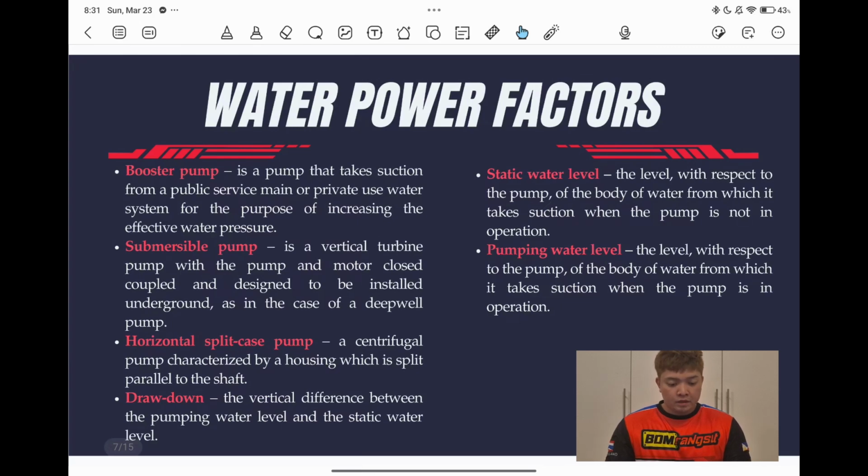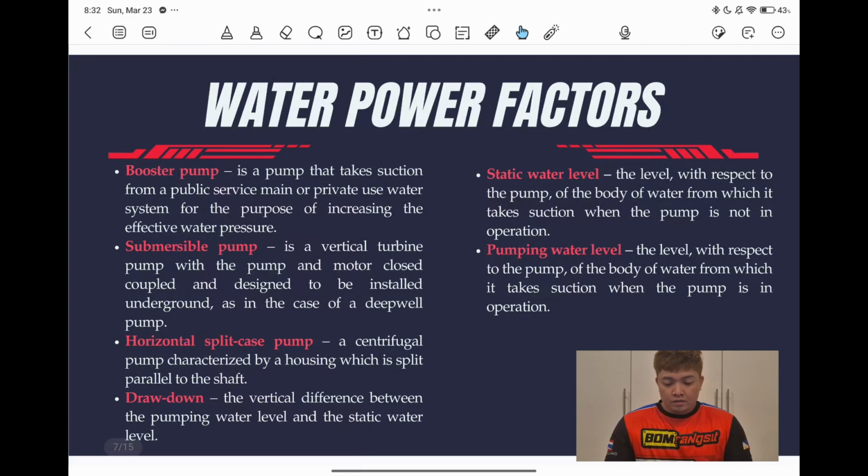Submersible pump is a vertical turbine pump with a pump and motor close-coupled and designed to be installed underground, as in the case of the deep well pump. Horizontal split case pump: a centrifugal pump characterized by a housing which is split parallel to the shaft. Drawdown: the vertical difference between the pumping water level and the static water level.